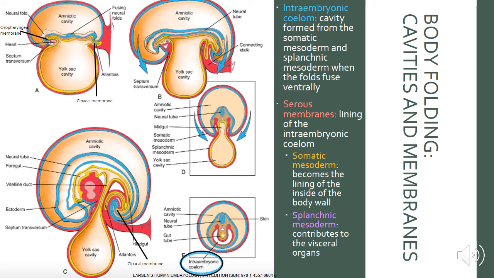We are also seeing the serous membranes folding. This is going to be the lining of the intraembryonic cavity, and we've got both somatic and splanchnic mesoderm here as well. The somatic mesoderm will become the lining of the inside of the body wall, whereas the splanchnic mesoderm will contribute to the formation of the visceral or the stomach organs. So we've got a cavity that's formed by this folding process. It's not entirely solid inside.